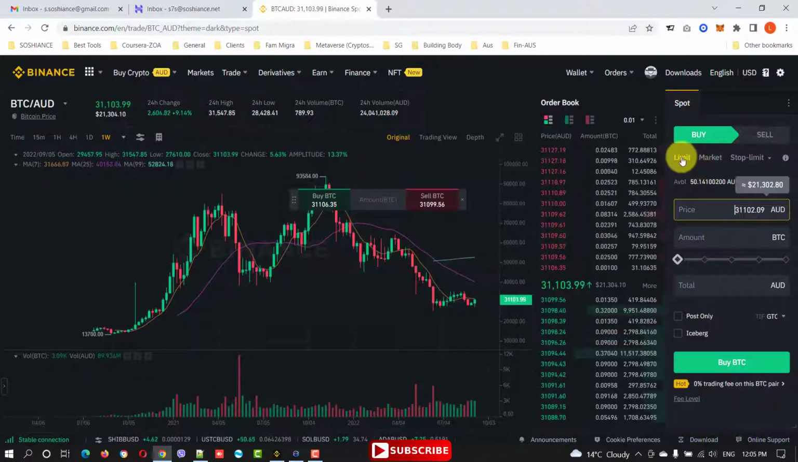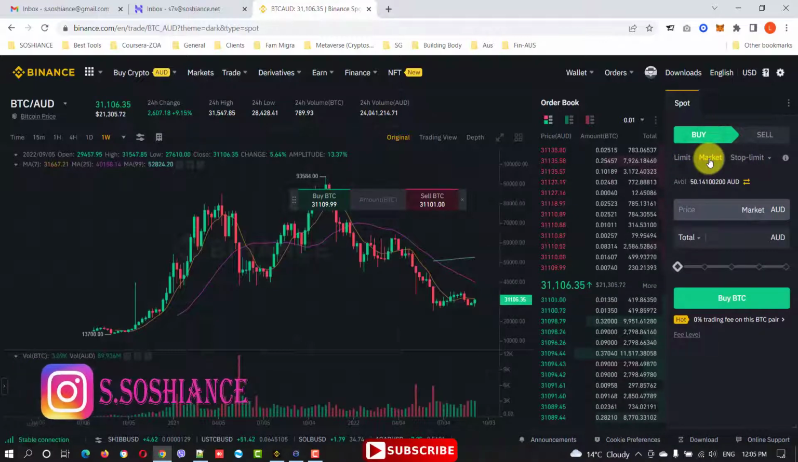You can have a limit order here or the market order. Limit order, you place a price here. When the market price hits that, then you will buy it. What I do is I buy it at the market price.